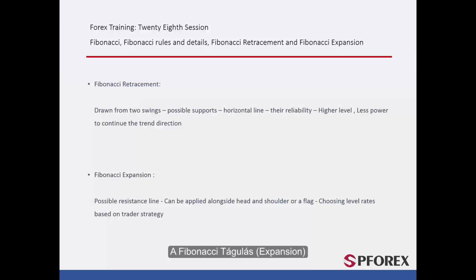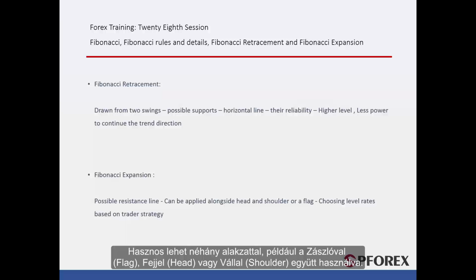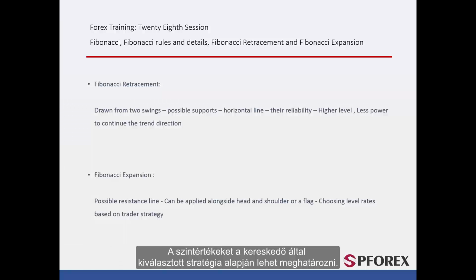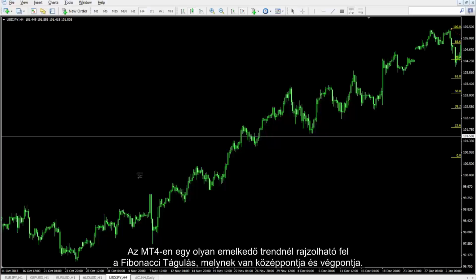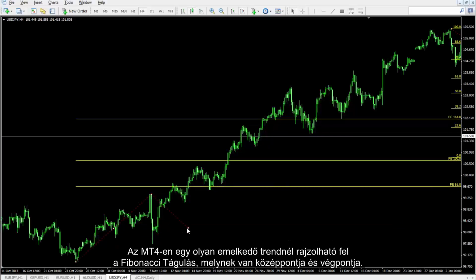Fibonacci expansions. Fibonacci expansions indicate probable resistances against the current market trend. It would be useful alongside some patterns such as flag or head and shoulders. Level rates can be defined on the basis of the strategies a trader chooses. On MetaTrader 4, a trader can draw a Fibonacci expansion on an uptrend which has a middle and end points.